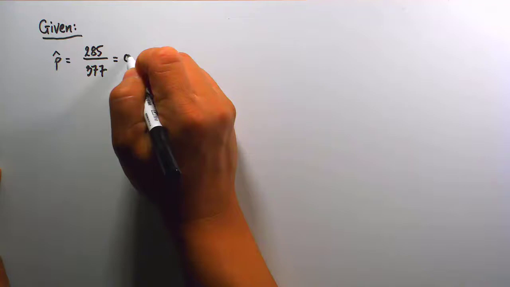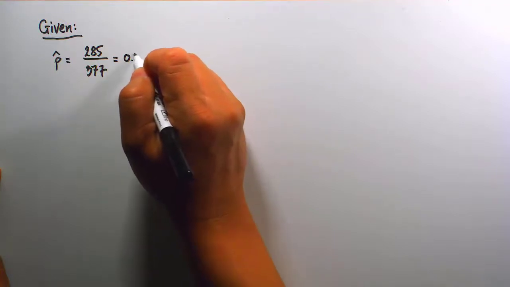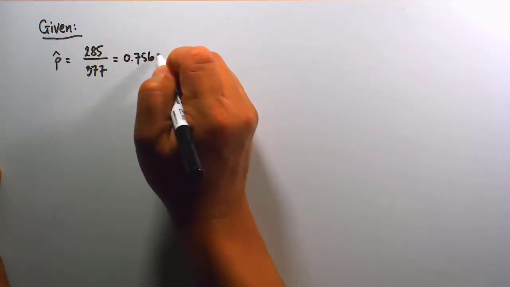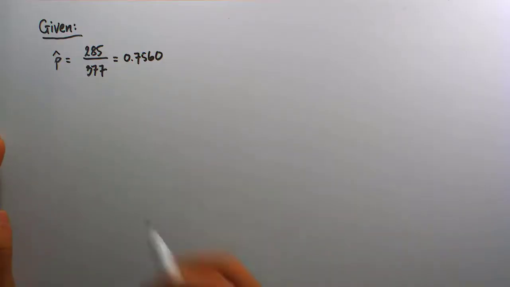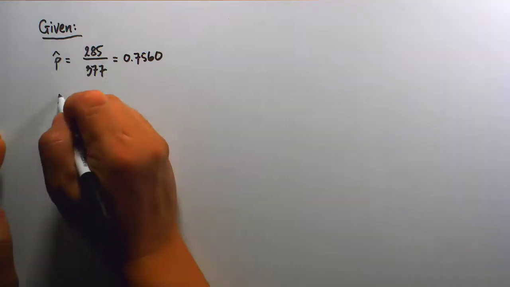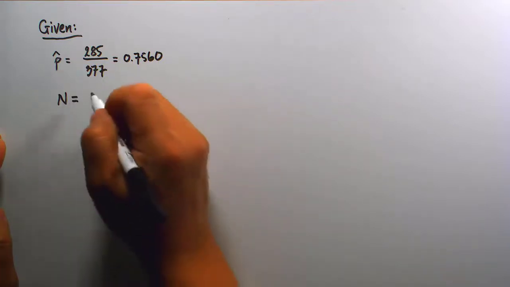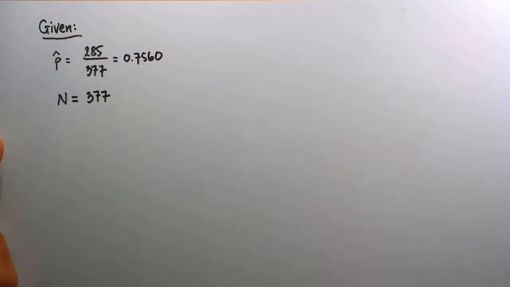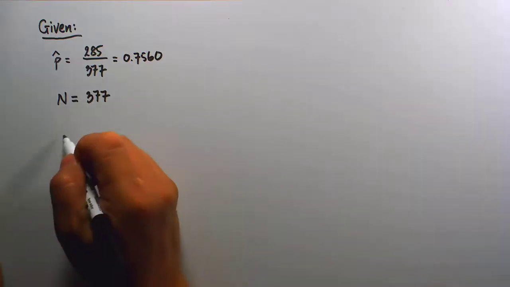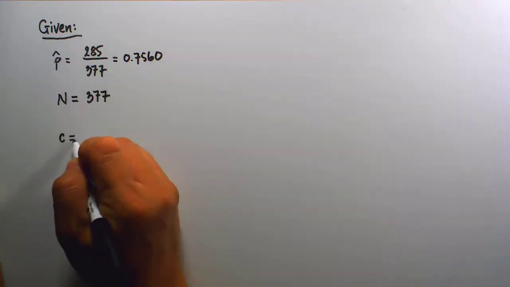The decimal value comes out in 4 decimal places to be 0.7560. And the sample size from this sample is 377. Confidence level in this case right here.